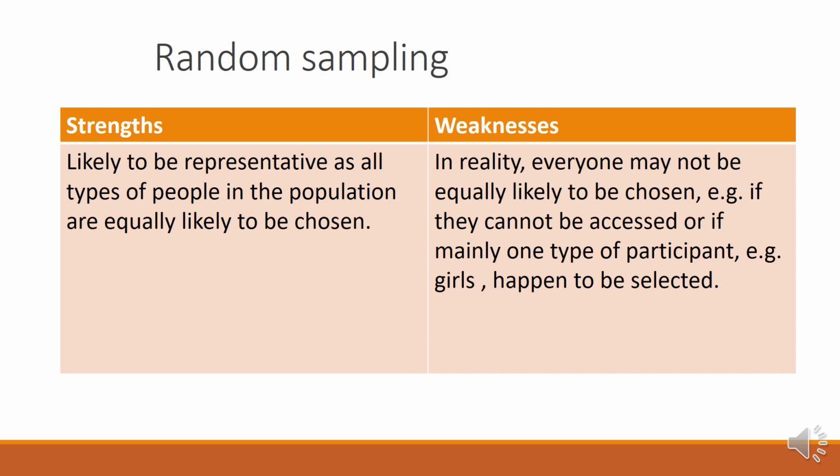So the strength, as I've mentioned earlier, is that it is likely to be representative, as all types of people in the population are equally likely to be chosen. There is no bias in terms of the findings here. And for the weakness, in reality, everyone may not be equally likely to be chosen. For example, if they cannot be accessed, or if mainly one type of participant, for example girls, has to be selected.